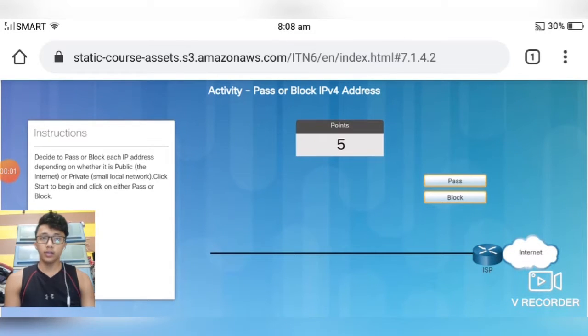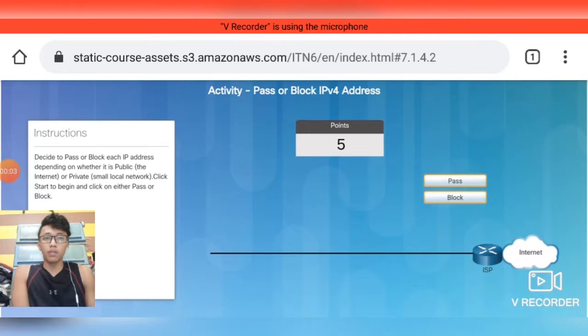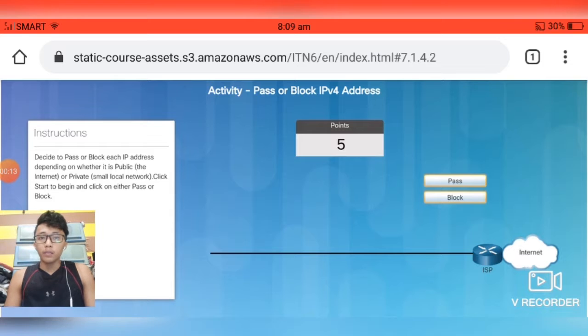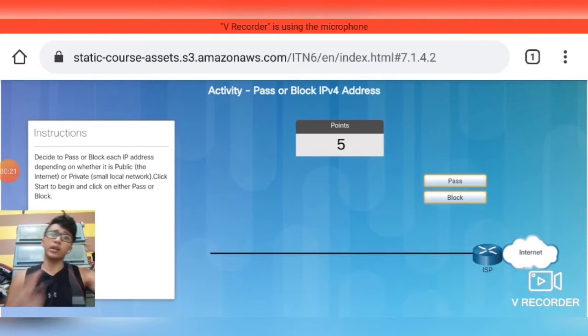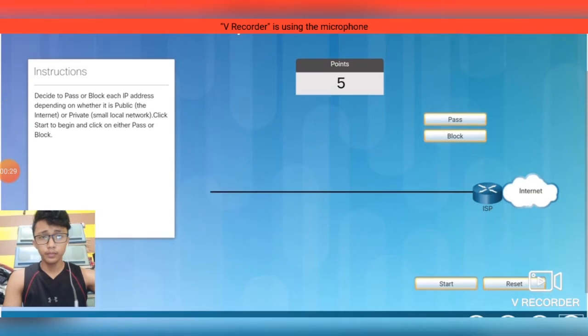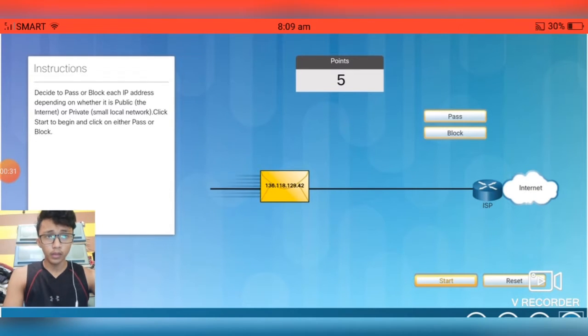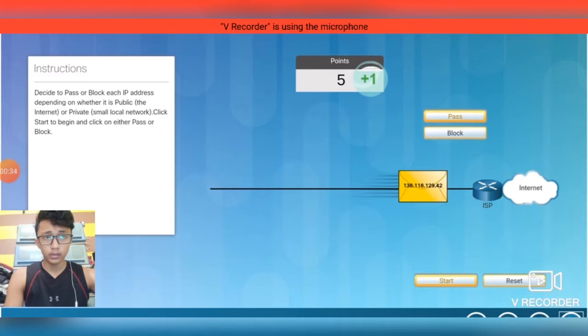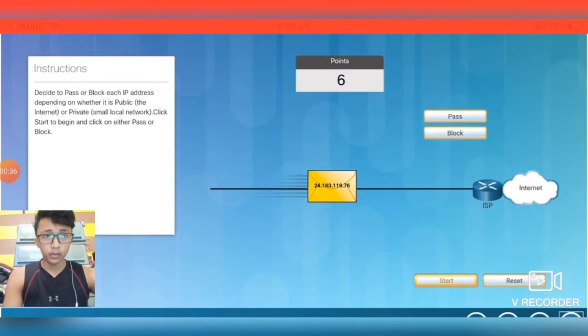So for our next activity, we have here the activity pass or block IPv4 address. So instruction: decide to pass or block each IP address depending on whether it is on the public internet or a private small local network. Click start to begin and click either pass or block. So we know that we have IP addresses that are public and private. So let's try this activity. So this is pass. This is pass.